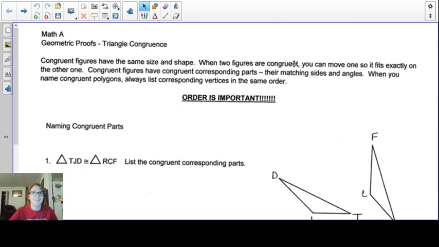All right, today we start the fun stuff. Proofs! Yeah! Okay, so we're going to start talking about triangle congruence and proving things and having logical reasoning to back things up.